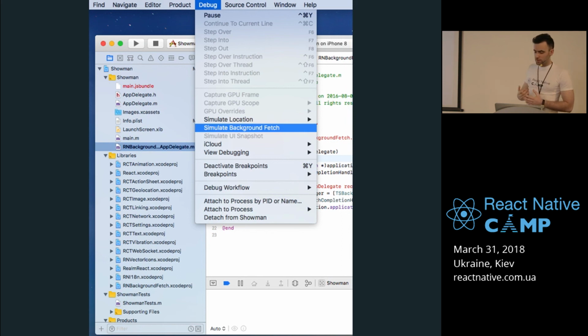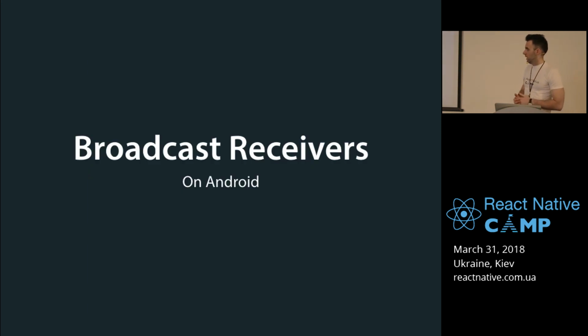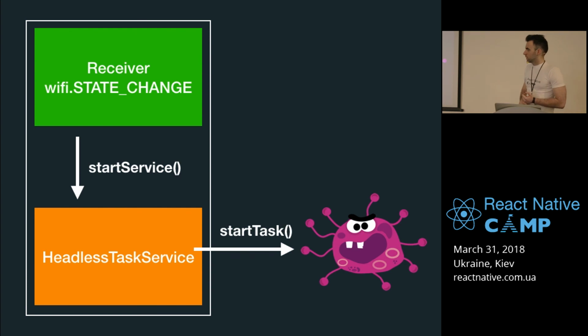And after that, we can see that I can actually use everything from those APIs natively. For example, on Android, we have this broadcast receiver. What is this broadcast receiver? Well, this is actually in the React Native docs. You could, for example, listen for Wi-Fi getting connected and do something about it. So you could listen for this Wi-Fi connection, start a headless JS service, and run a JavaScript task.